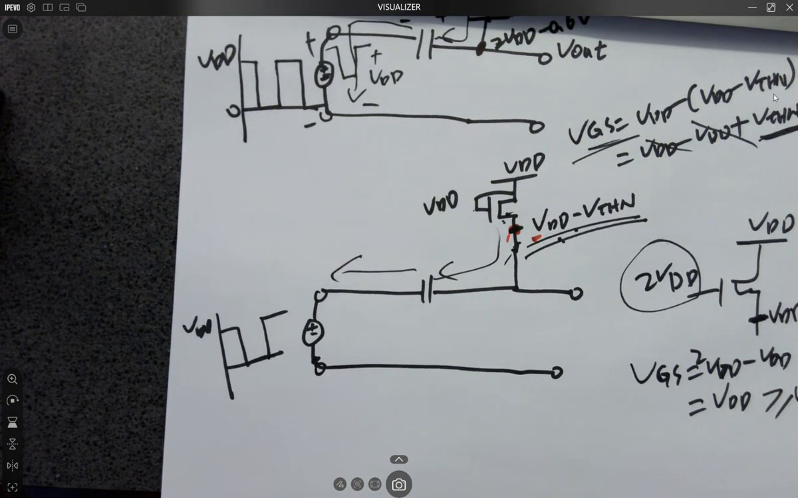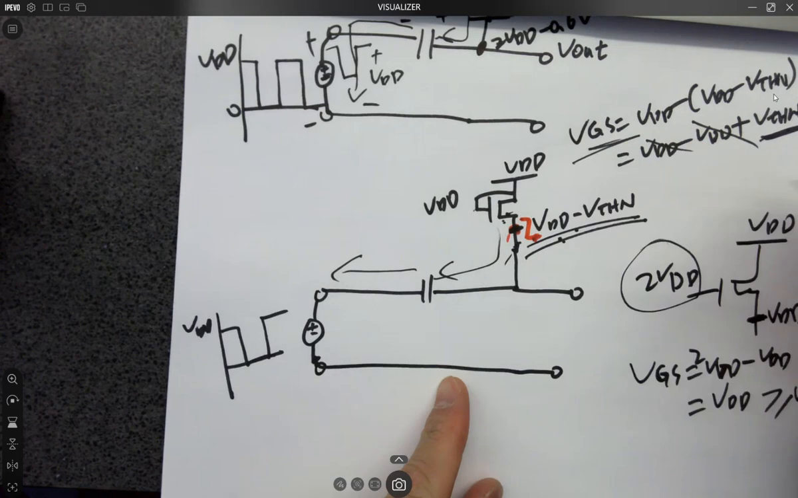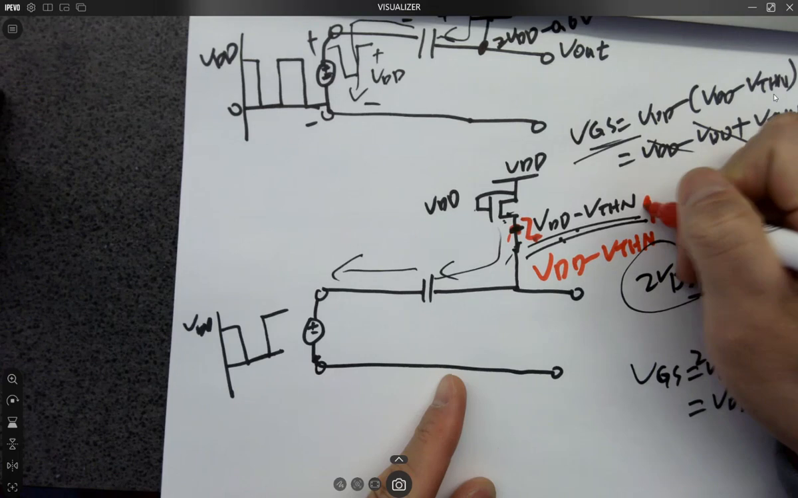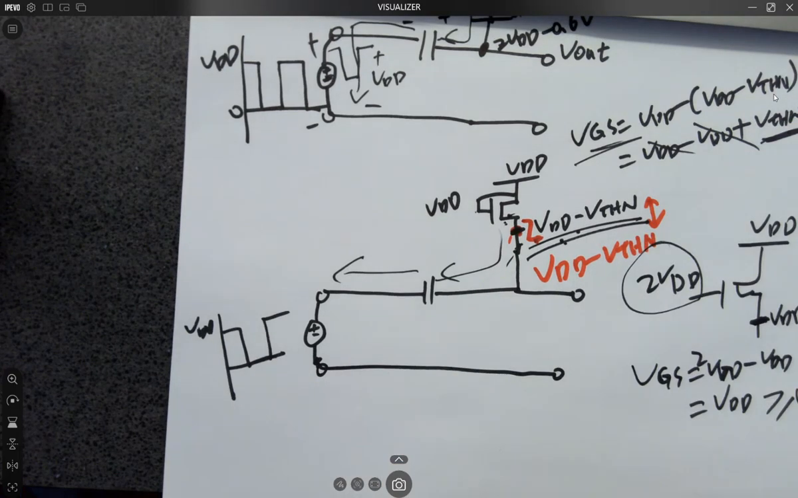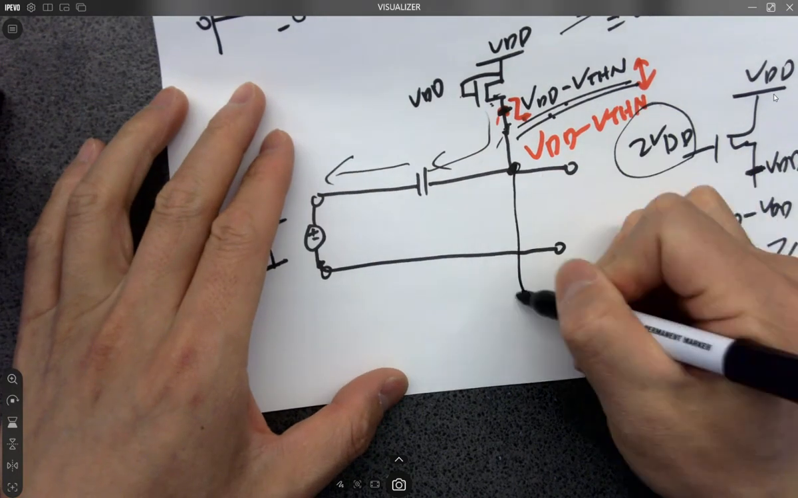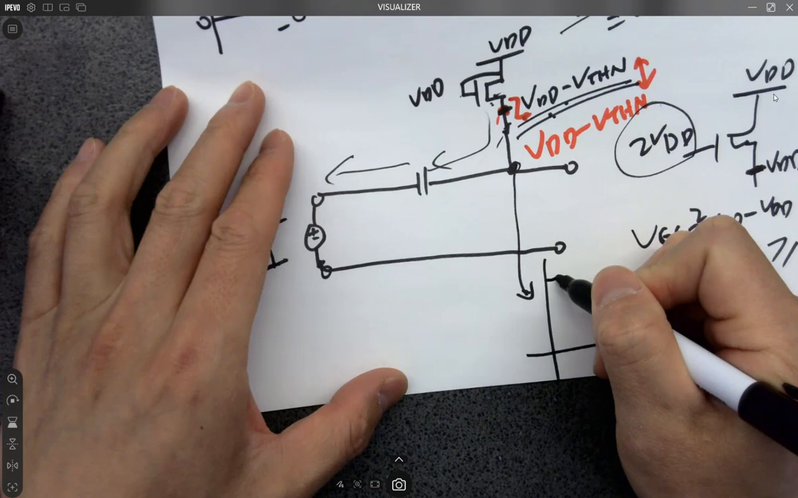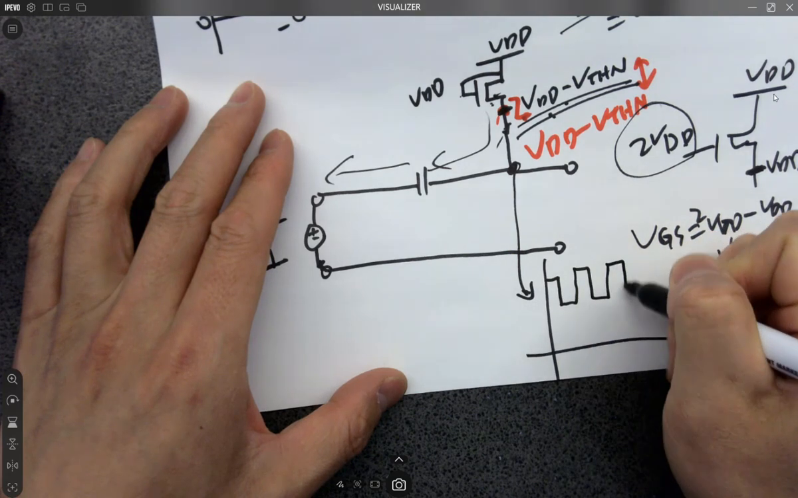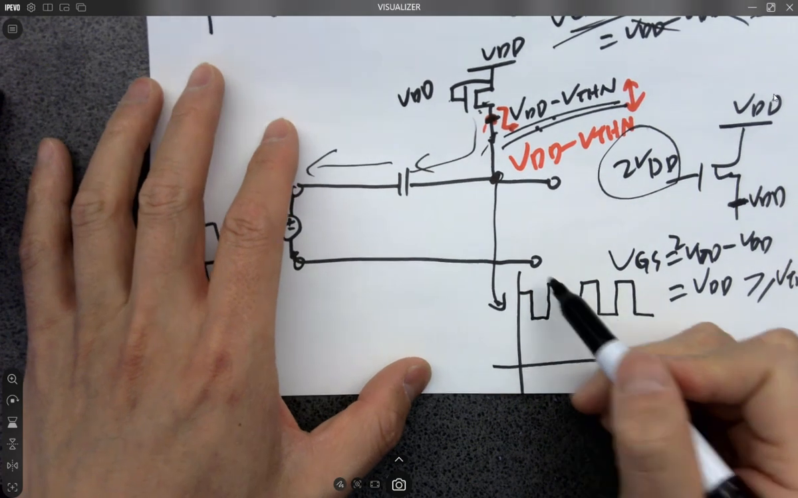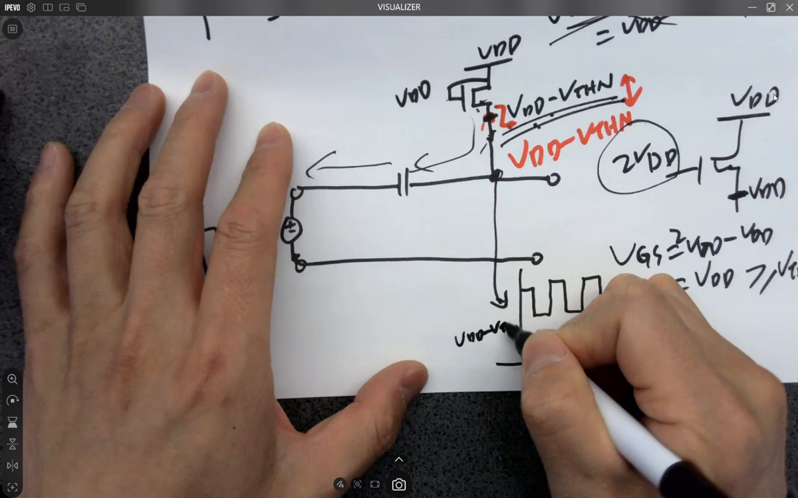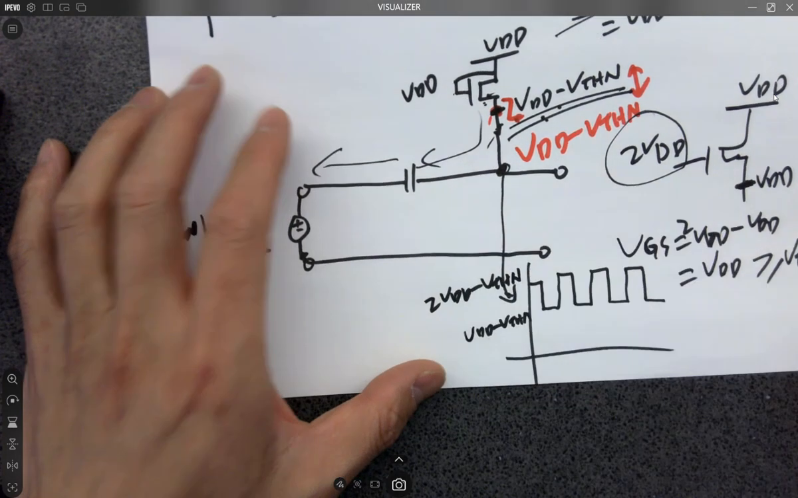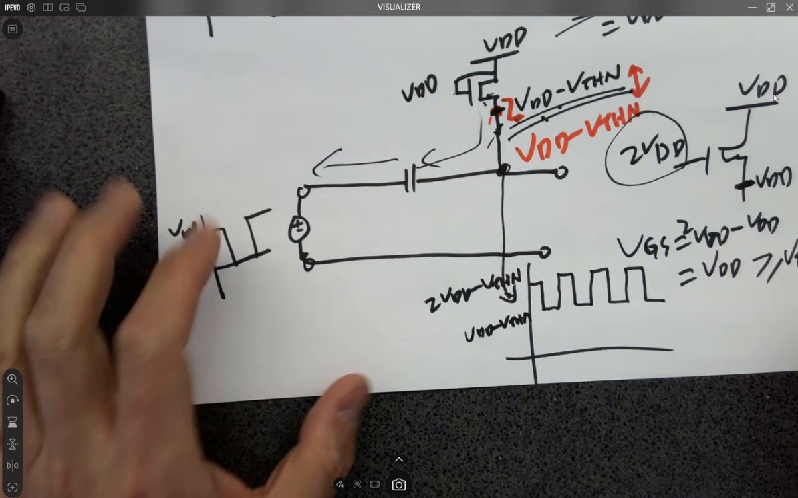So for here, it becomes 2 VDD minus VTHN and VDD minus VTHN. Okay, it's going to oscillate between these two voltage nodes. Eventually, the output here is going to look like this. It's oscillating above your VTHN. So it's going to oscillate from VDD minus VTHN to 2 VDD minus VTHN. Make sense?